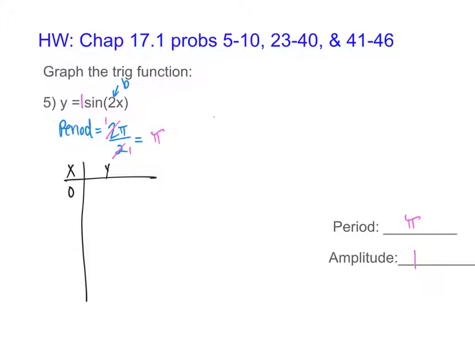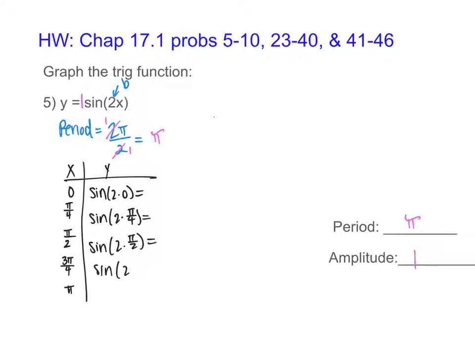So I'm going to choose values like 0, pi over 4 this time. I'm going to go every quarter of a pi. So then this would be pi over 2, 3 pi over 4, and then pi. I think that's enough. 4 points is good enough. And so if I were to plug this into my function here, it'd be sine of 2 times 0 inside, sine of 2 times pi over 4, sine of 2 times pi over 2, sine of 2 times 3 pi over 4, and last but not least, sine of 2 times pi.